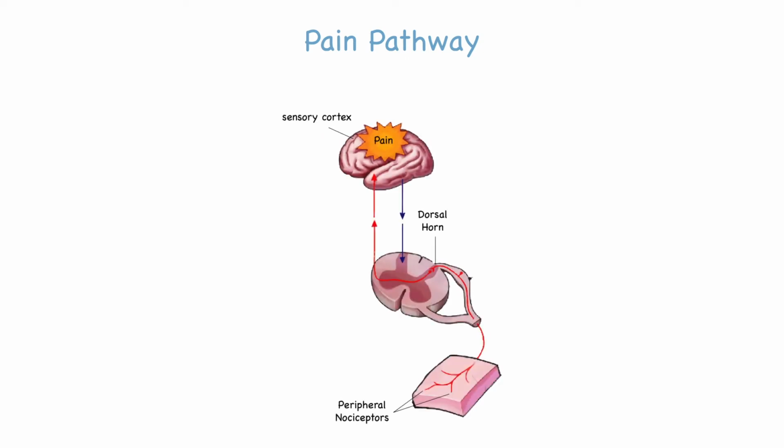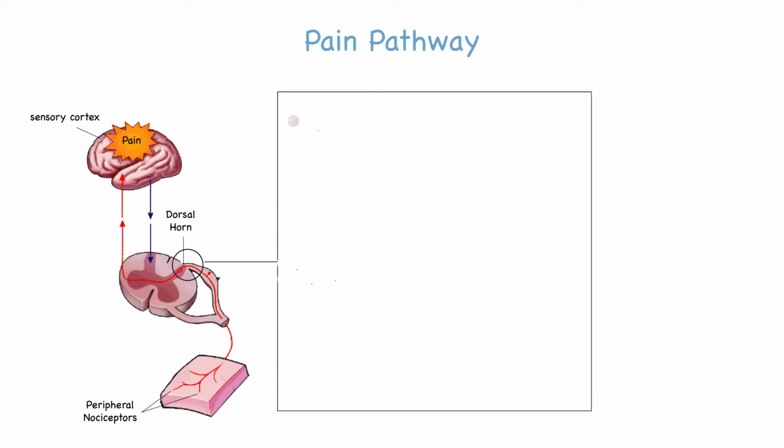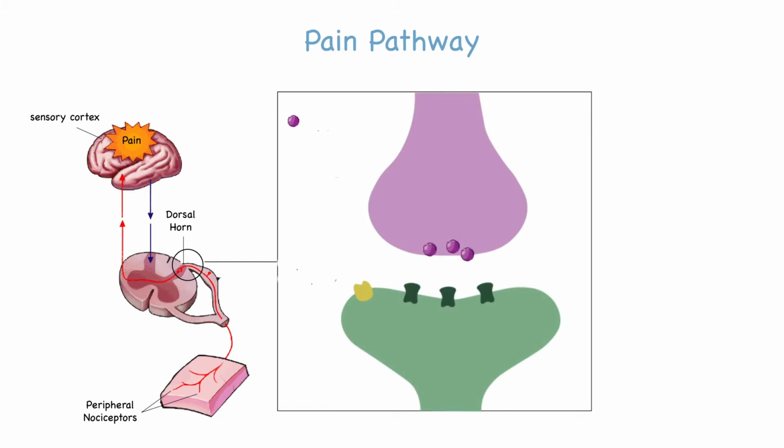Now let's continue the journey of pain. Pain will be transmitted from nociceptors to the dorsal horn, then to the sensory cortex in the brain. Now let's go inside the dorsal horn. Transmitters like substance P and glutamate will be released from the presynaptic neurons to the postsynaptic neurons and will transmit the pain to the sensory cortex in the brain. But we naturally have endogenous opioids like endorphin that act on the opiate receptors like mu, kappa, and delta, and activating these opiate receptors will block the transmission of pain to the brain.